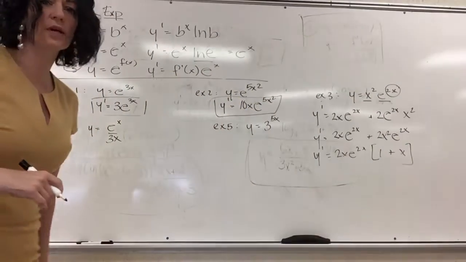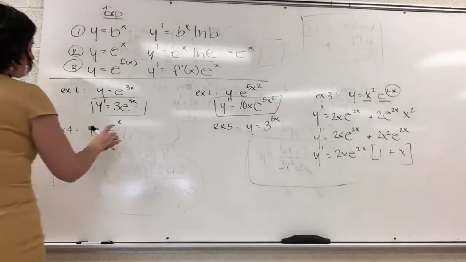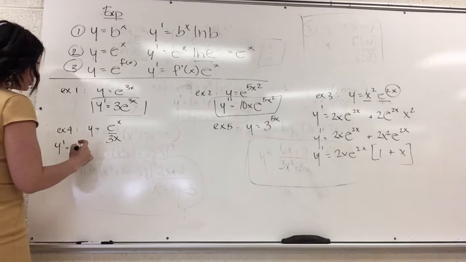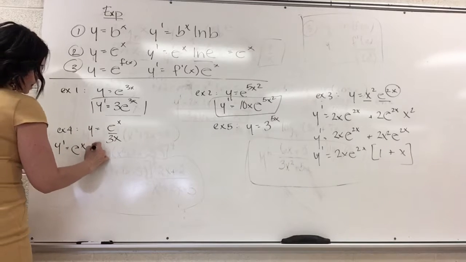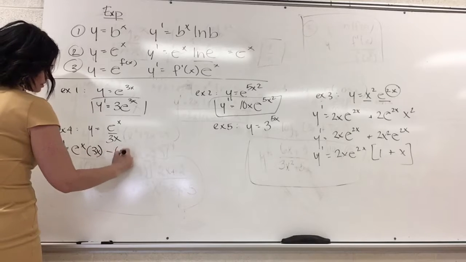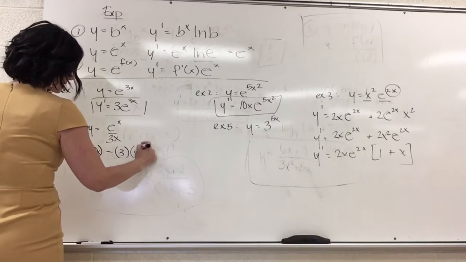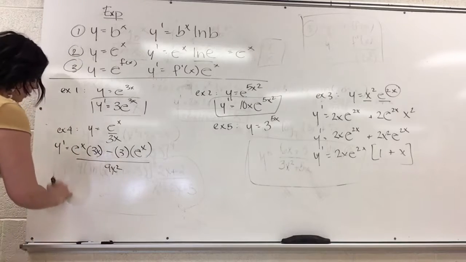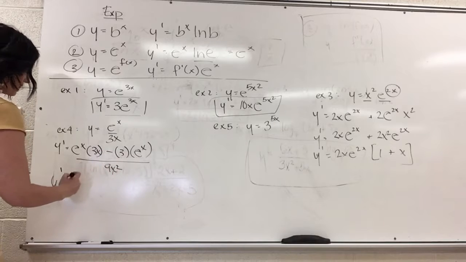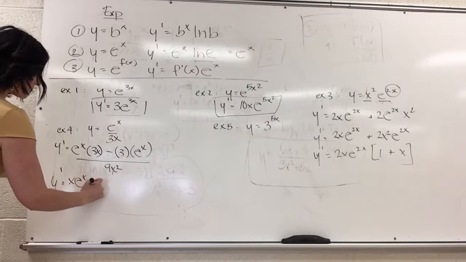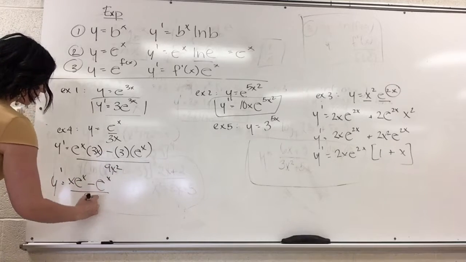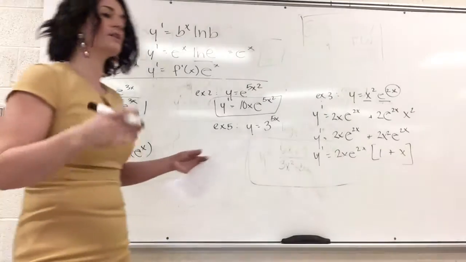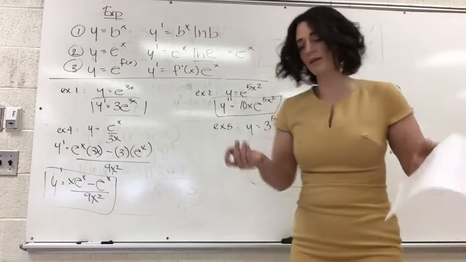This one here, example 4, is going to be quotient rule. So I have an e over a polynomial, so I just do quotient rule. So derivative of the top multiplied by the bottom, minus the derivative of the bottom multiplied by the top, all over the bottom squared. And then you're just going to go ahead and simplify. You can take a 3 out of each term, so it's going to be x e^x minus e^x over 9x^2. So you can't forget your other rules. They still apply, just now we have e's in them, and now we have logs in them.